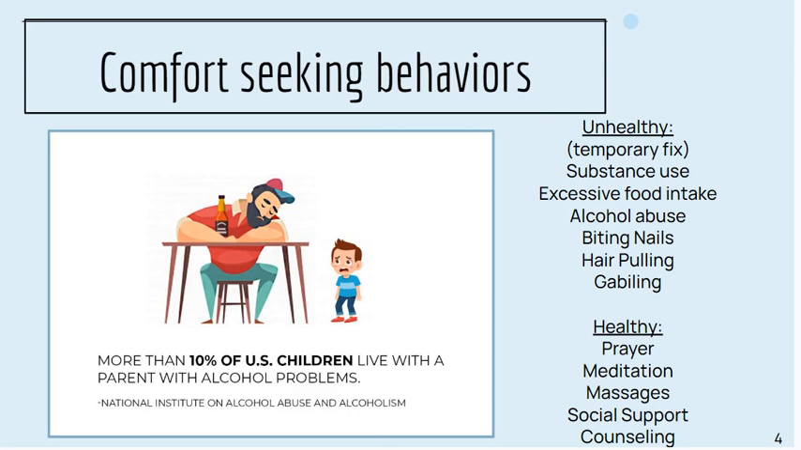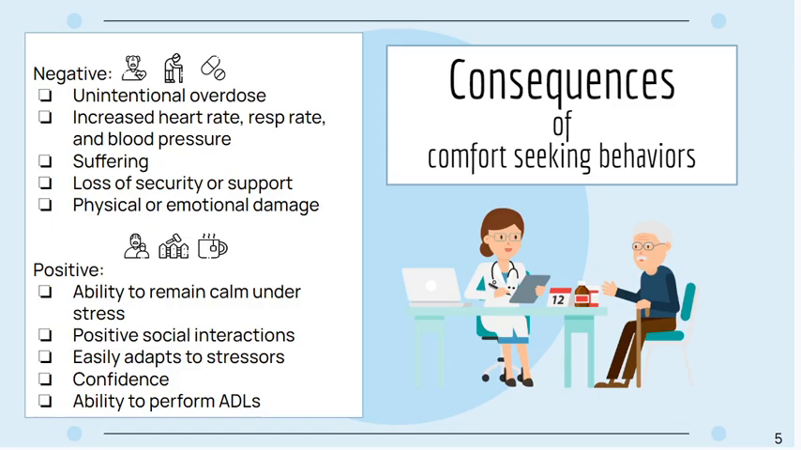It kind of pulls in those unhealthy coping mechanisms or comfort-seeking behaviors that some individuals can develop. So more than 10% of U.S. children live with a parent with alcohol problems. I'm not just trying to trigger just alcoholics. I'm just trying to say that all adults can develop some poor choices in their lives, and it doesn't necessarily only affect them, but it can obviously affect those around them, their loved ones, and family members. So just keep that in mind as we dive into this a little bit more.